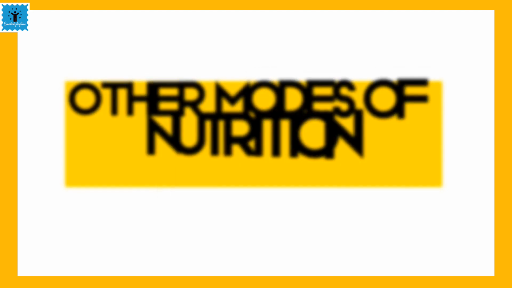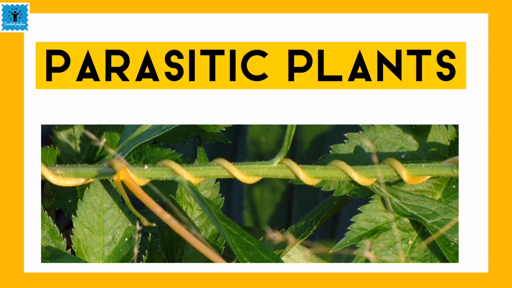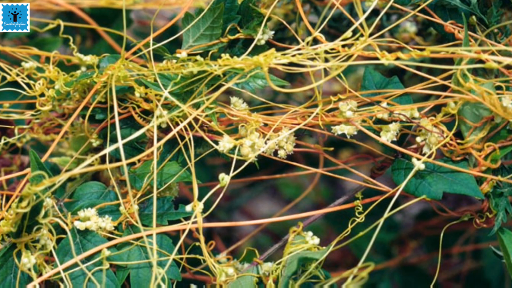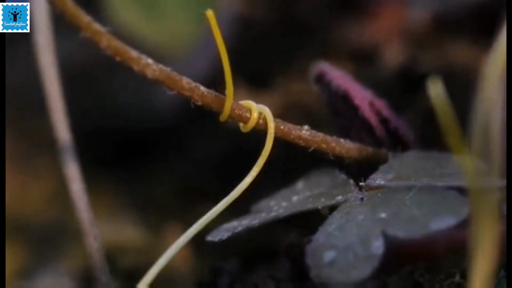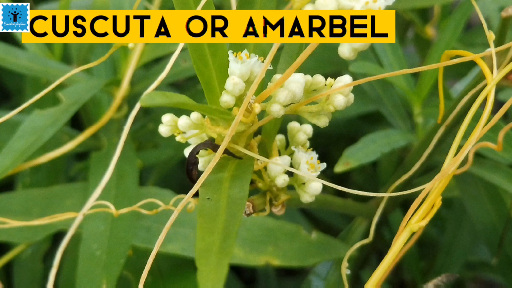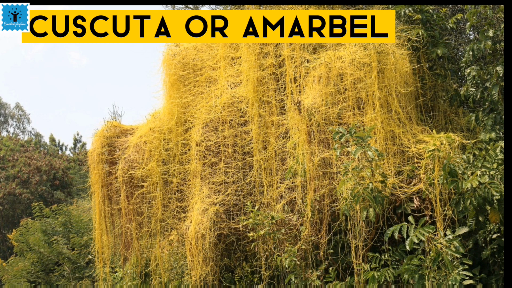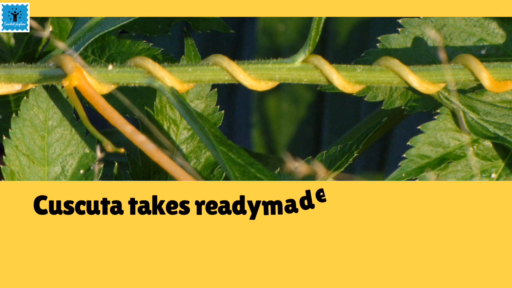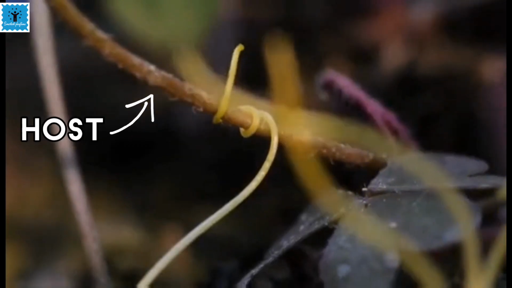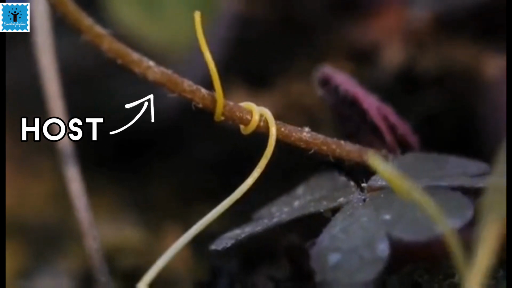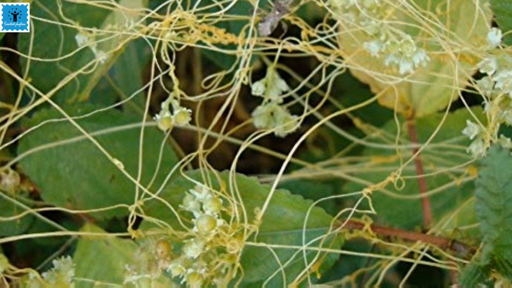Let's take a look at some other modes of nutrition in plants. So the first category is parasitic plants. Here you can see a thin, yellow, wiry structure twining around the branches and stems of a tree. This is a plant called Cuscuta or Amarbale. It is yellow in color and doesn't have chlorophyll. It takes ready-made food from the plant on which it is climbing. The plant on which it is climbing is called host, and Cuscuta is called the parasite. It sucks the nutrient from the host plant.